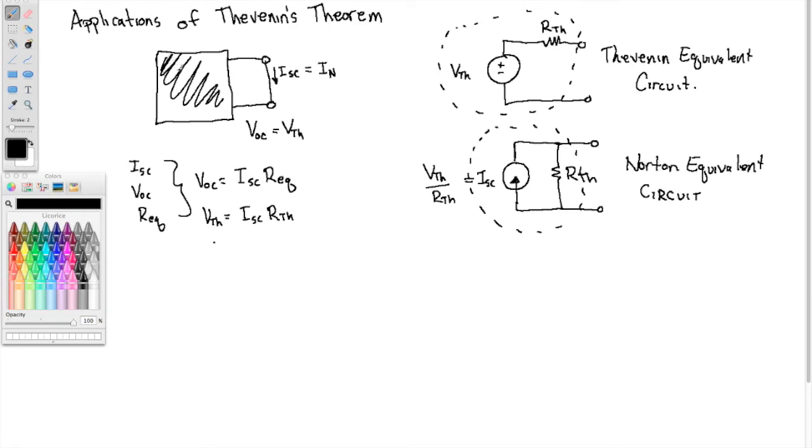So to summarize, any circuit, this is my black box over here, any circuit containing only dependent sources, independent sources, and resistors has a Thevenin equivalent circuit like this, or equivalently a Norton equivalent circuit like this. We're not going to go through any examples of finding the Norton equivalent circuit because we've already been through examples of Thevenin equivalent and source transformation. So just find the Thevenin and then transform it, and you've got the Norton equivalent circuit.